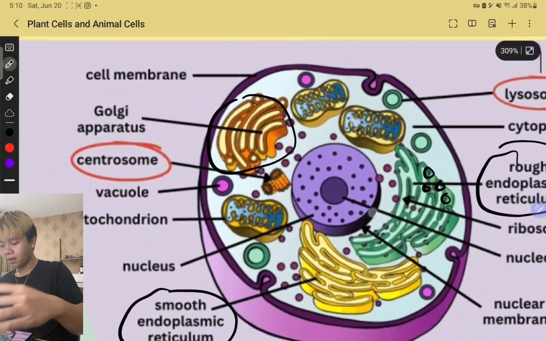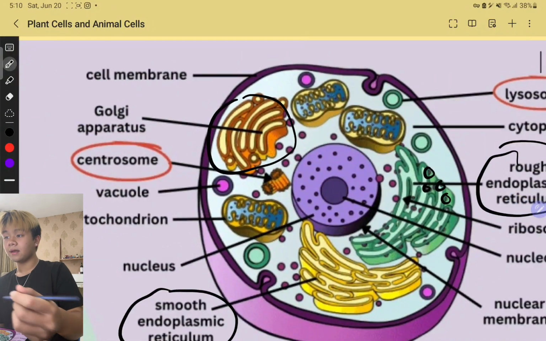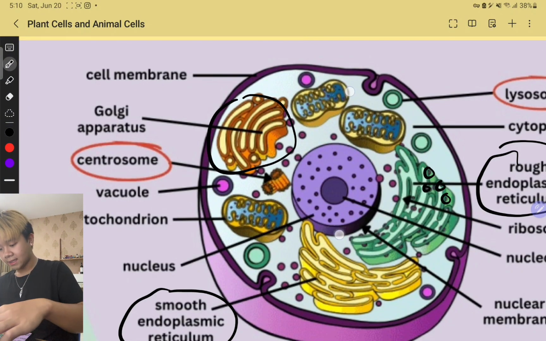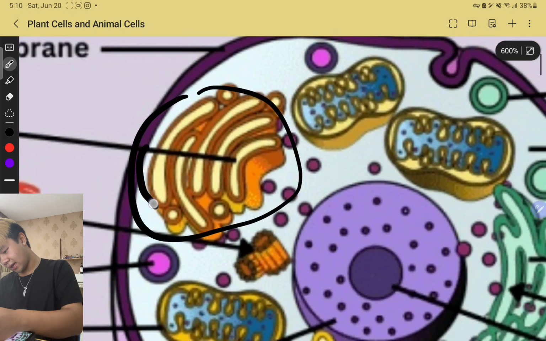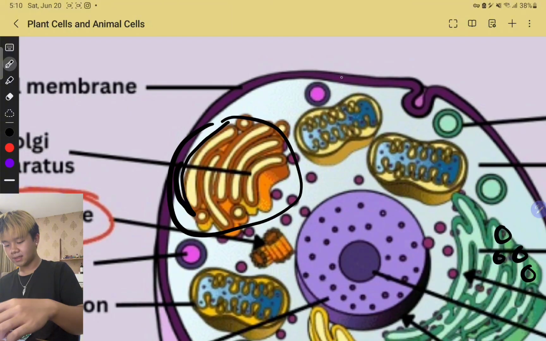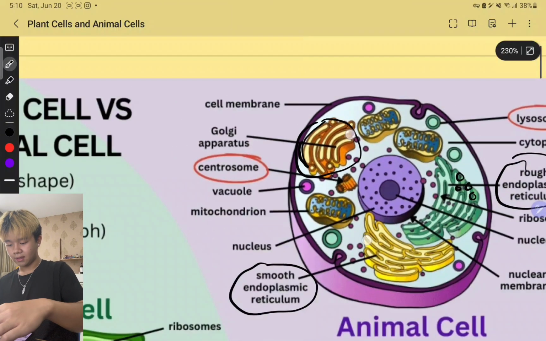Okay, moving on, here's the Golgi apparatus. What it does is it packages and sends proteins to where they are needed. And yeah, that's about it. And you guys see the shape right here, this little Wi-Fi-like shape. If you see that, that's definitely the Golgi apparatus. That's one of the clear features of it.